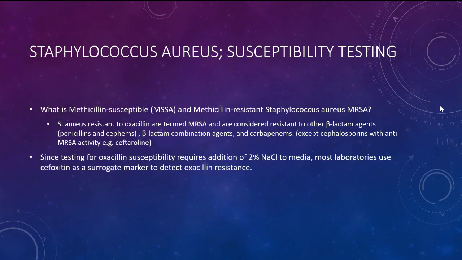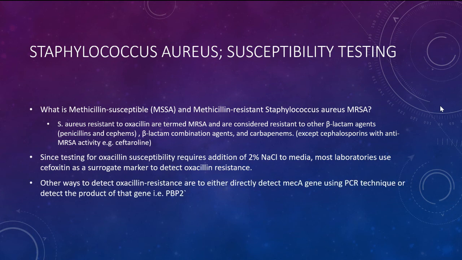Since the testing for oxacillin requires the addition of 2% sodium chloride to the media, most of the labs prefer not to test oxacillin, but they use a surrogate marker, cefoxitin, which is equally reliable to detect the methicillin resistance in Staph aureus.